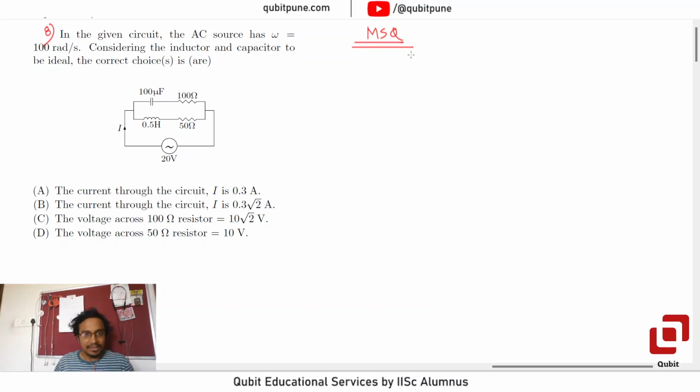In the given circuit, the AC source has omega 100 radians per second. Considering the inductor and the capacitor to be ideal, meaning they have no resistance, the correct choices are: the current through the circuit is 0.3 amperes, the current through the circuit is 0.3 into root 2 amperes, the voltage across the 100 ohm resistor is 10 root 2, the voltage across the 50 ohm resistor is 10V.